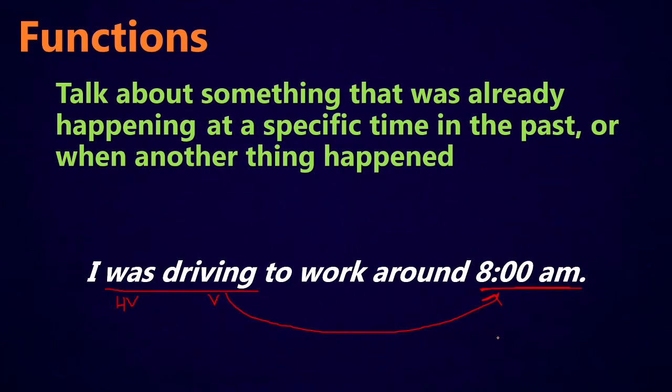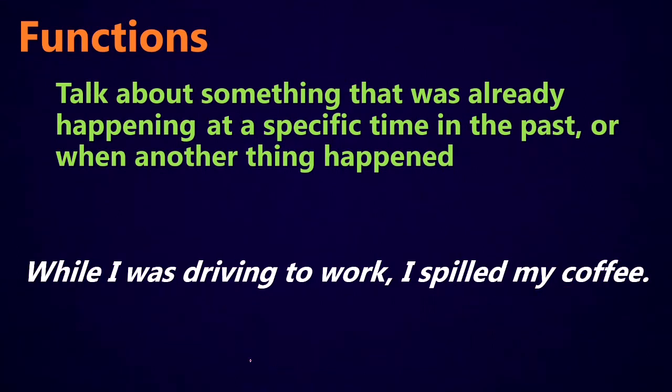So let's look at another example here. While I was driving to work, I spilled my coffee. If we look at this sentence, we have two verbs. We've got was driving, which is past progressive, and we've got spilled, which is past simple. So if I'm thinking about what happened here, while I was driving to work, I spilled my coffee. Spilling my coffee is a short action. It happens very quickly.